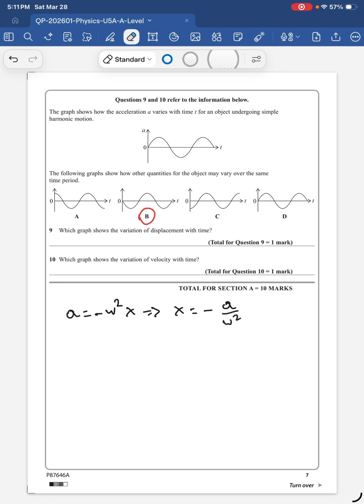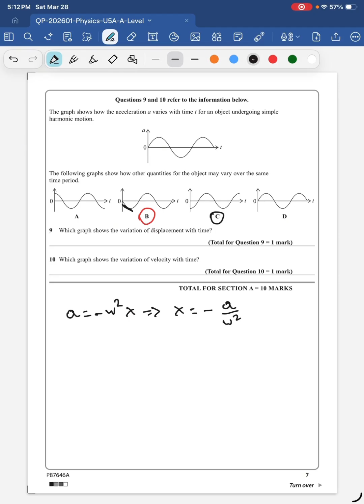And then question 10, which graph shows the variation of velocity with time? Okay, the way I do it fast is to take the gradient near zero, near time zero, and then you immediately see that this gradient is negative, right? Therefore, the initial velocity is negative, and it's also a velocity, therefore it's shifted by pi over 2. So it's C. Okay, I hope this makes sense. I did it a little bit fast.